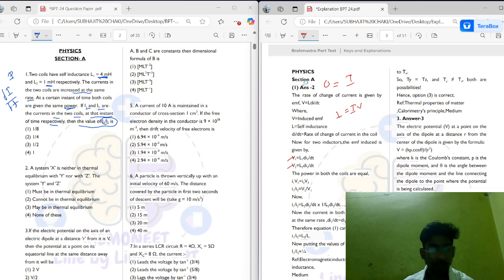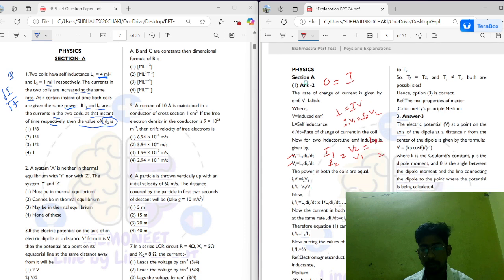So I1 by I2 you have to calculate. I1 by I2 will be equal to V2 by V1, inversely proportional, right? And V1 is equal to L1 di by dt and V2 is equal to L2 di by dt. Because di by dt, as I told you, the rate of current flow is equal. So V2 by V1 will be equal to L2 by L1. L2 is given as 1 and L1 is given as 4. The ratio will be 1:4. So option number 2 will be the correct answer.